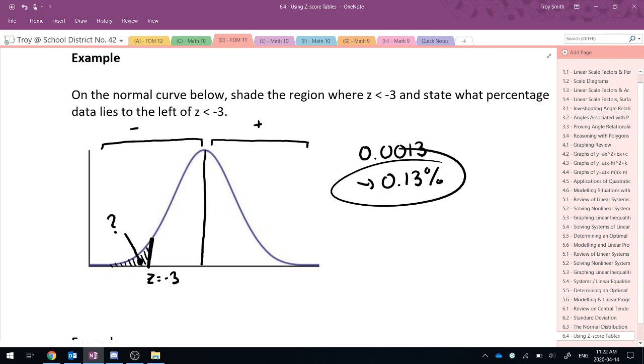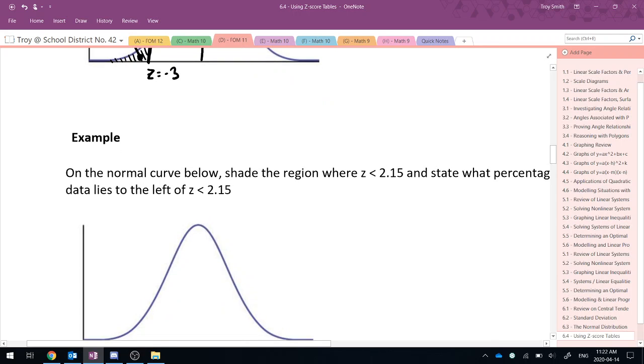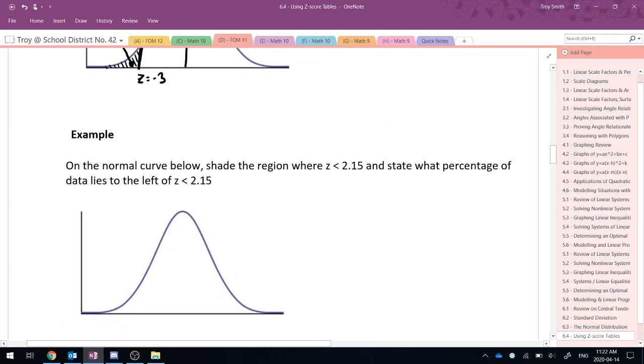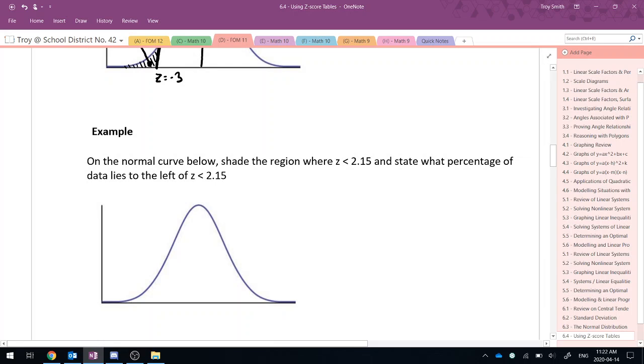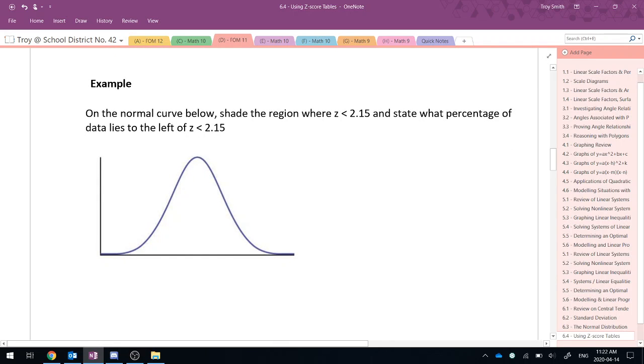Okay, let's try the next one. This one we'll actually have to use the table for because this is not a whole number z-score. On the normal curve below, shade the region where z is less than 2.15 and state what percent of the data lies to the left of z is less than 2.15.